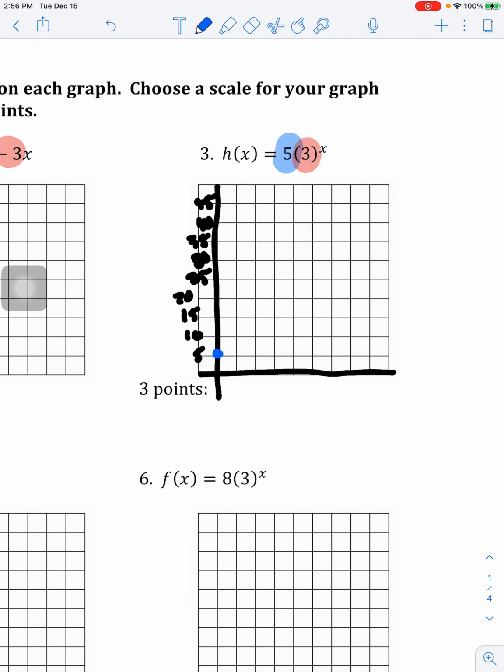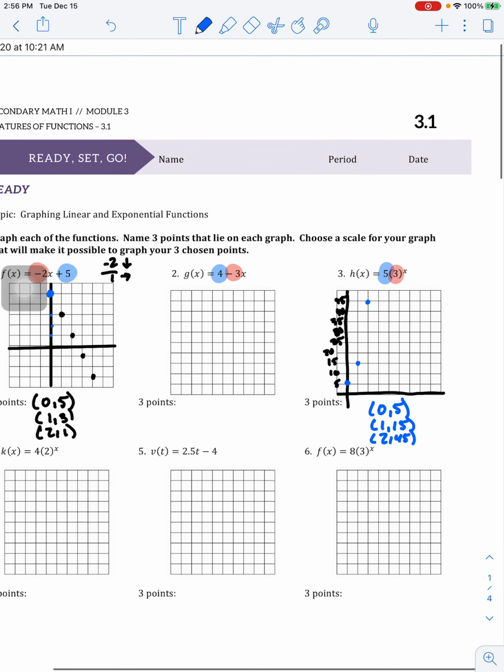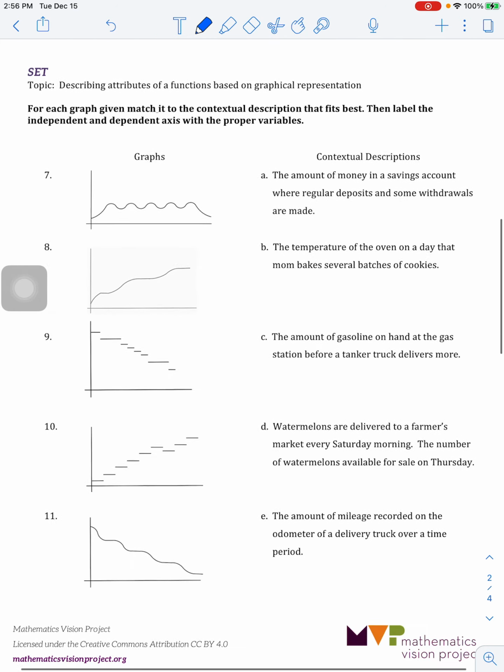My first point is 5, and then 5 times 3 is 15. 15 times 3 is 45. So those are my points. At 0, it's 5, because that's my y-intercept. At 1, it's 15, because I multiplied by 3. And at 2, it's 45, because I multiplied by 3. So that is the ready.